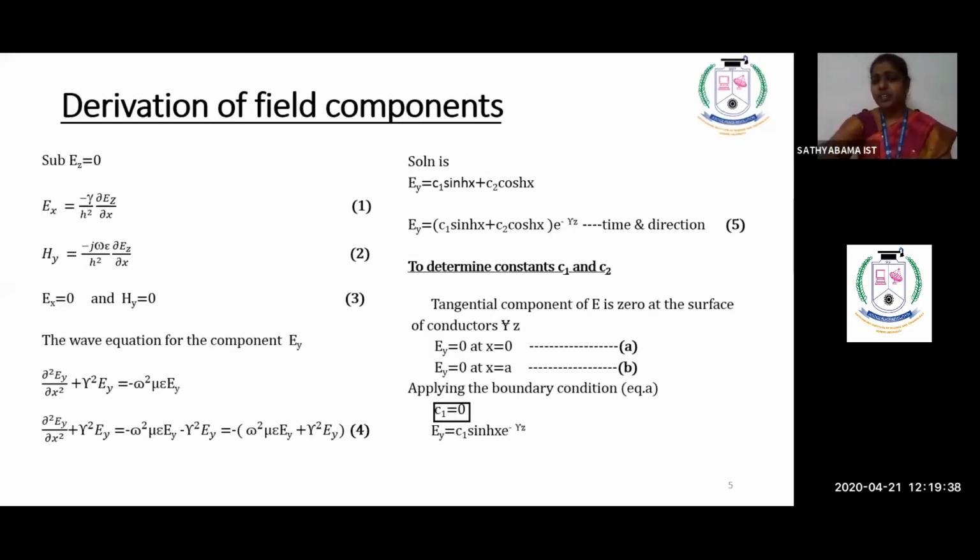Here C1 and C2 are arbitrary constants, and that h is not hyperbolic. h is called a constant. That h square is equal to gamma square plus omega square mu epsilon. We have clearly said it in our parallel plane wave derivation. You have to remember h is not hyperbolic, it is a mere constant constituting your propagation constant and your mu and epsilon values.